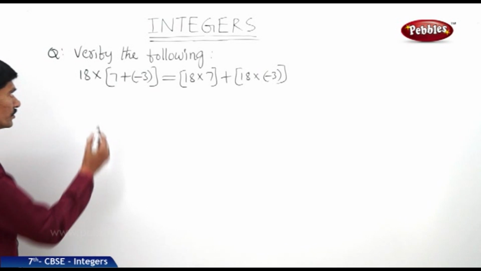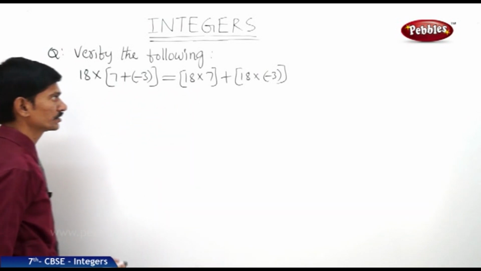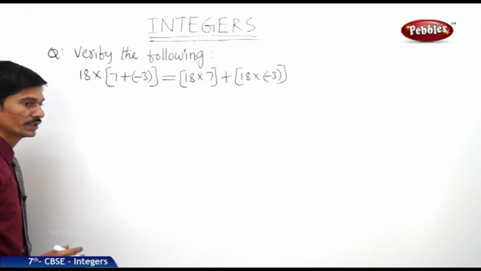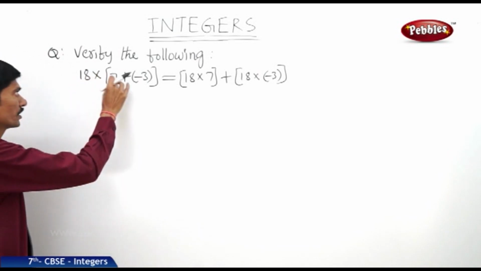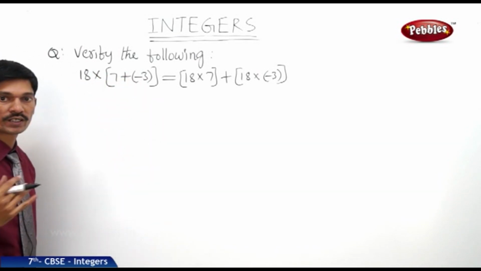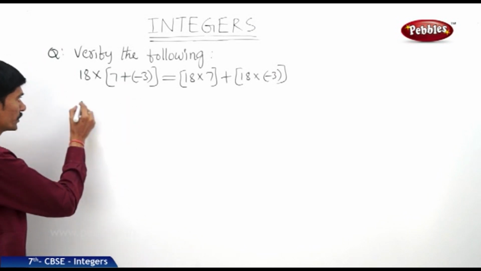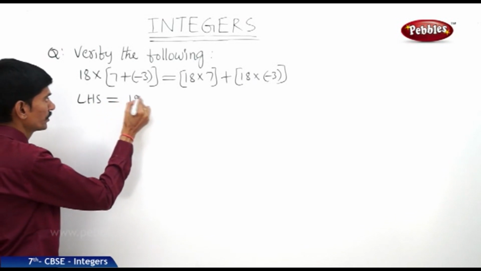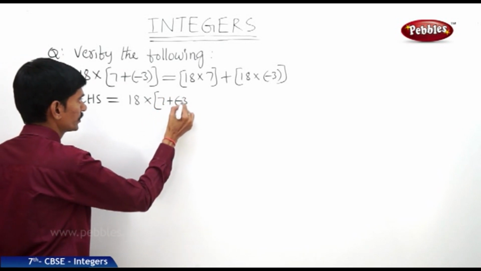Verify the following. 18 into 7 plus of minus 3 equals 18 into 7 plus 18 into minus 3. Now this statement is according to the distributive property of multiplication over addition. Now let us see whether the distributive property holds or not. So first we will take the LHS. Here the LHS is 18 into 7 plus of minus 3.